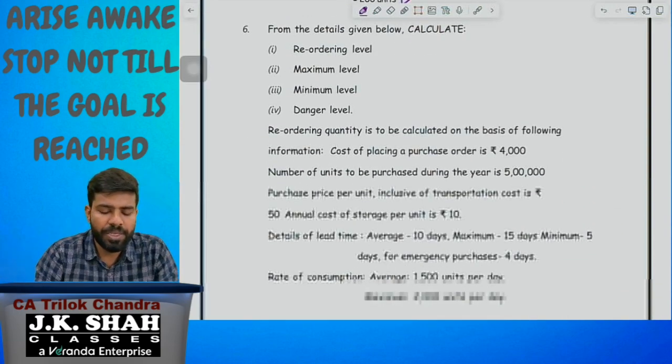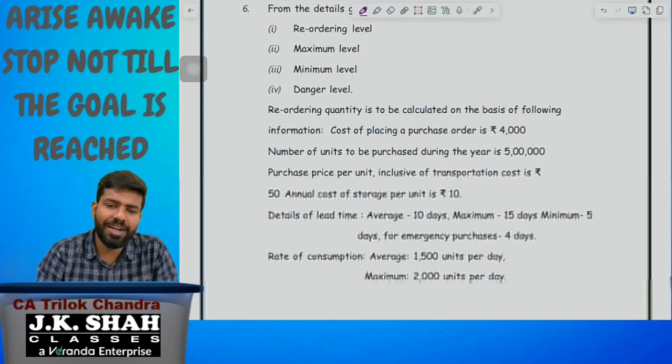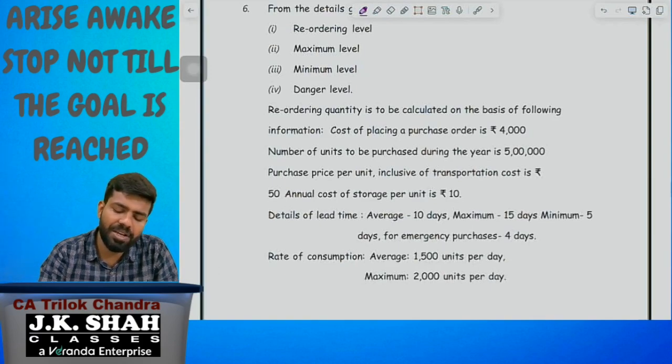Question number 6. From the details given below, calculate reordering level, maximum level, minimum level, danger level. Reordering quantity is to be calculated on the basis of the following information. Cost of placing the purchase order 4,000, nothing but O. Number of units to be purchased during the year 5 lakh, nothing but A. Purchase price per unit inclusive of transportation cost.